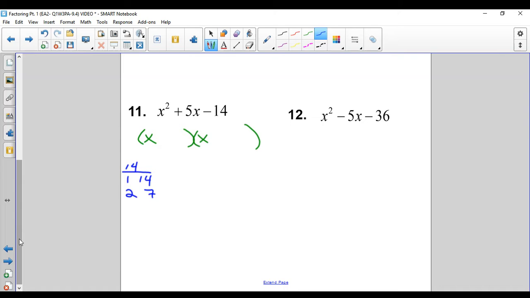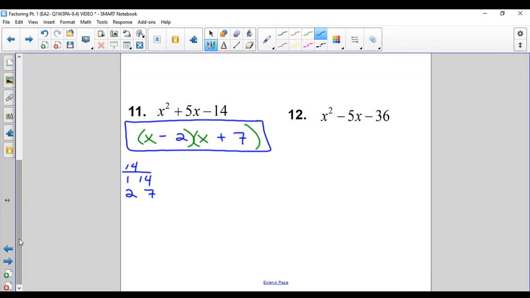2 and 7 are 5 away from each other. So those are going to be the factors. 2 and 7. How do we get a positive 5 out of that? Well, the bigger number needs to be positive. So in this case, positive 7, -2. You can check your work by FOILing.